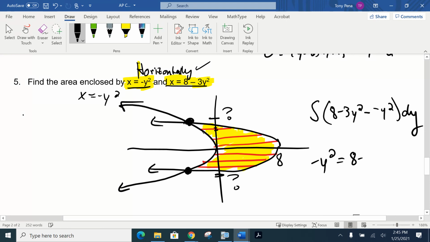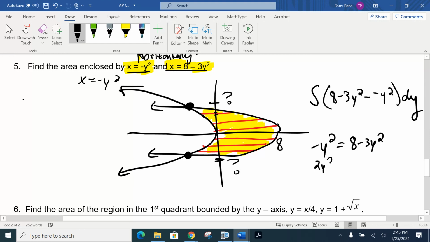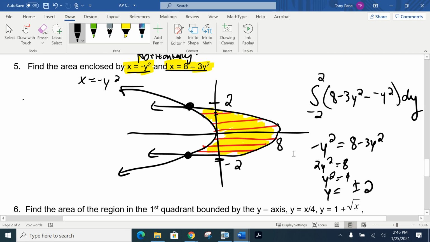Should be pretty good at this by now. Solve that. And we find they intersect at -2, +2. So -2 is the lower limit, +2 is your upper limit, and then that should end up being our integral. That's the gist of it.